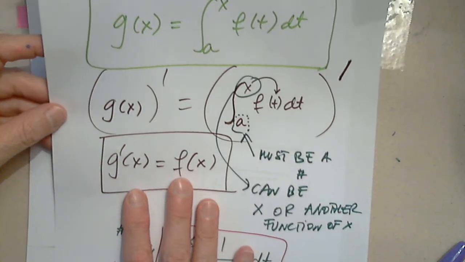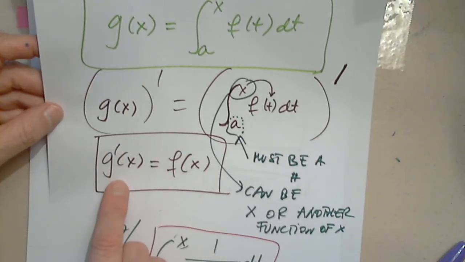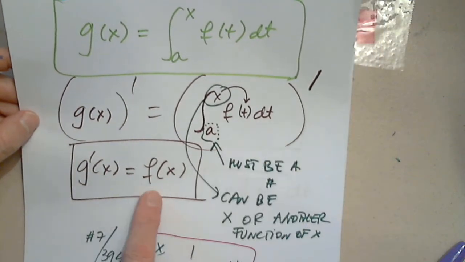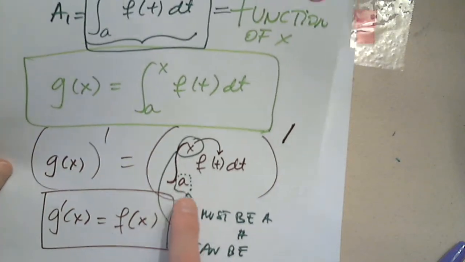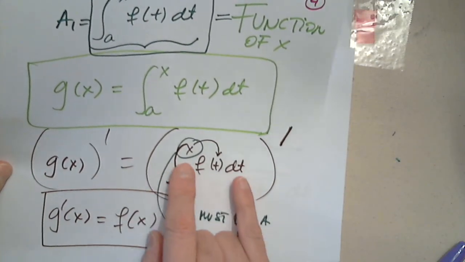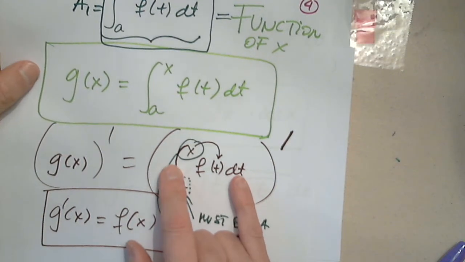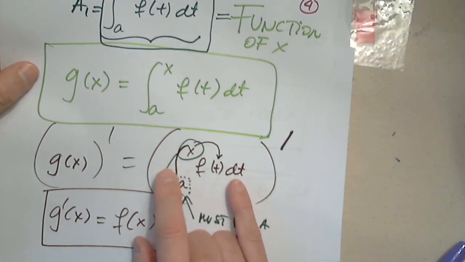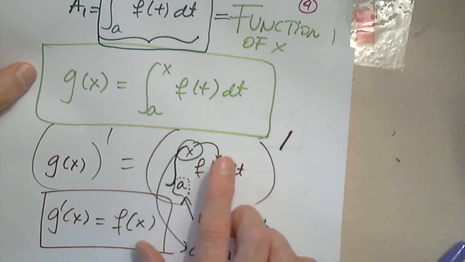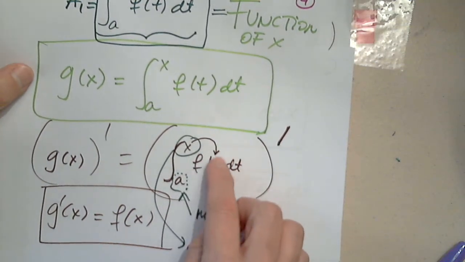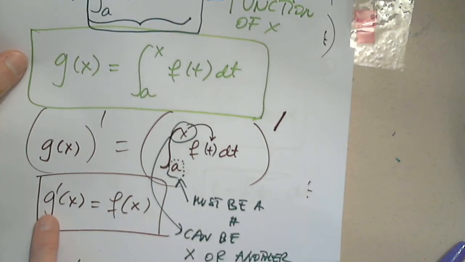So when we differentiate the left-hand side, we get g prime. But when we differentiate the right-hand side, all we get is f of x. The integral disappears. These two are always paired. They have to be together. If they disappear together, I differentiate the integral, and I get the function. But it's the function of x, because this is a function of x.